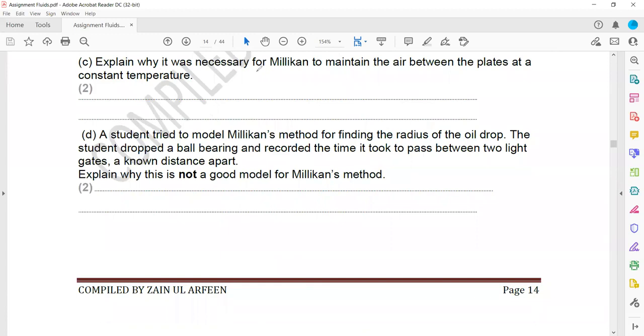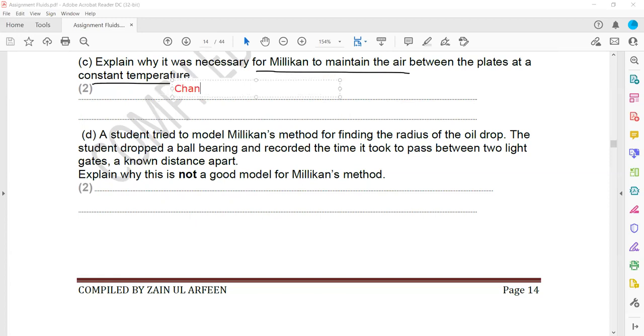Explain why it is necessary for Millikan to maintain air between the plates at a constant temperature. Because what happens if the air is not at constant temperature? The temperature affects the viscosity, and the change in temperature will cause a change in the viscosity of air, so the drag force will also change. So all the things are related.